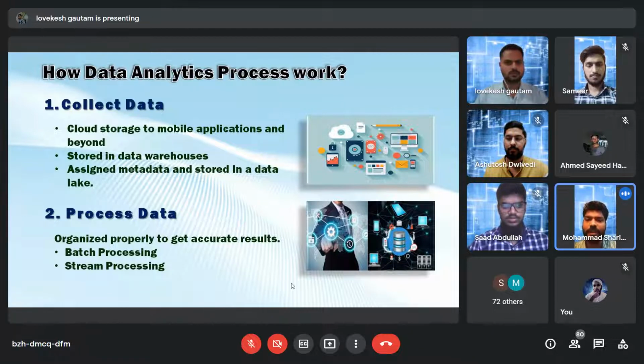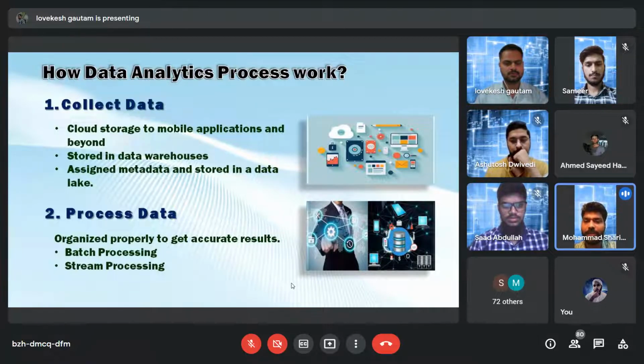Some data will be stored in data warehouses, and raw or unstructured data that is too diverse or complex for a warehouse may be assigned metadata and stored in data lake. Now let's see how data is processed. Once data is collected and stored, it must be organized properly to get accurate results on analytical queries.